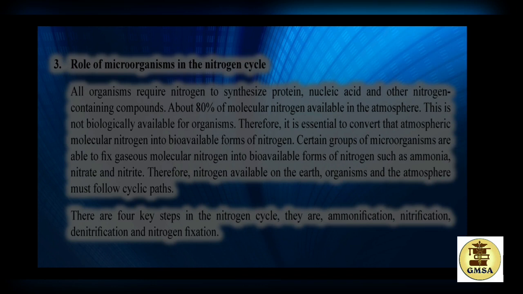Therefore, nitrogen available on the earth, in organisms, and in the atmosphere must follow cyclic paths. There are 4 key steps in the nitrogen cycle. They are ammonification, nitrification, denitrification, and nitrogen fixation. Once you read these 4 steps, the names sound similar, but these are 4 distinctly different steps, and each step mentioned here has its own individual function. So let's look into each of these steps one by one.